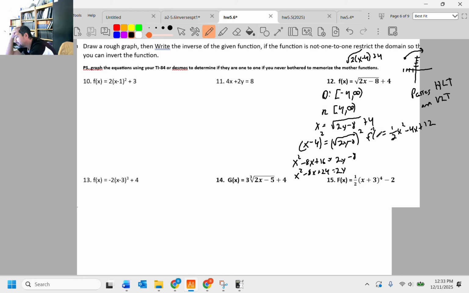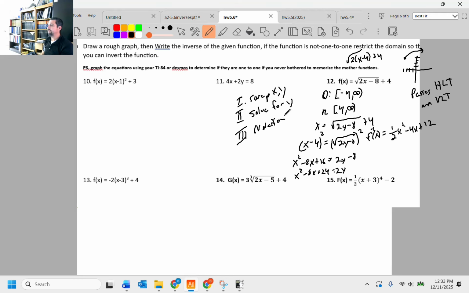F to the negative 1 of x. Remember, your three rules were: 1, swap x and y. 2, solve for y. 3, notation. Ta-da! All right, now on to 14.